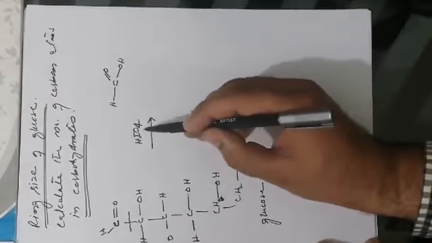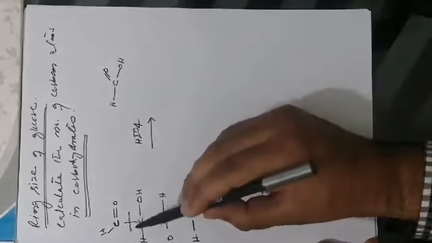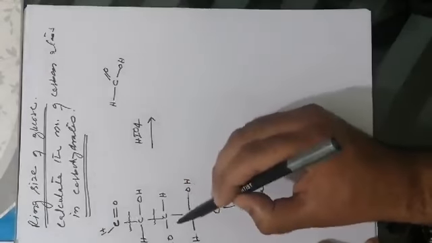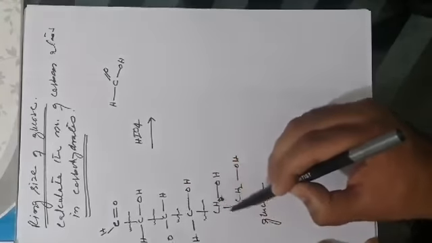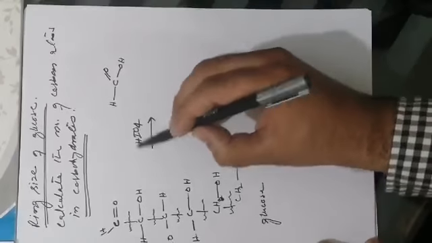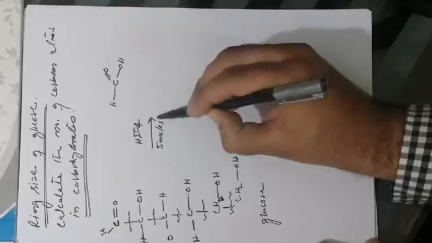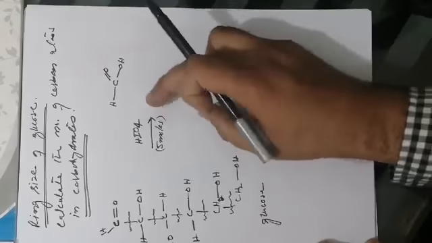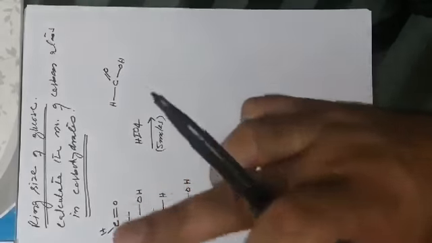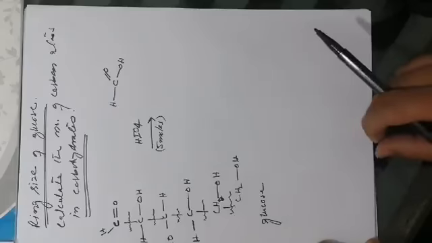So how many moles of this periodic acid will be consumed? 1, 2, 3, 4, 5. So you would need 5 moles of periodic acid. It will cleave 5 carbon atoms.